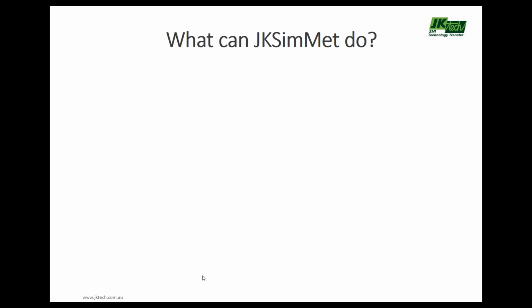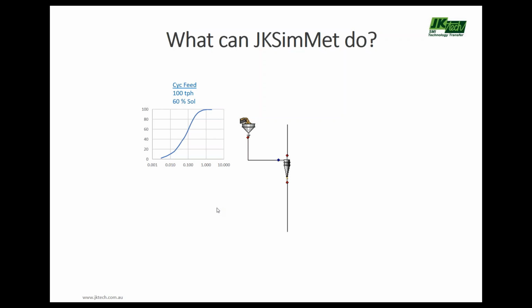So what can JKSimMet do? For example, in the software, we can represent a single piece of equipment or the whole comminution circuit. Say, for the purpose of this exercise, or just to show you the concept, if we have a piece of equipment or a comminution circuit in the plant, we represent that with mathematical models in the software. These are mathematical models of, for example, a hydrocyclone. I like using the hydrocyclone as an example because it has 2 product streams.